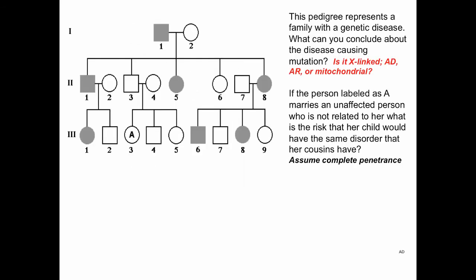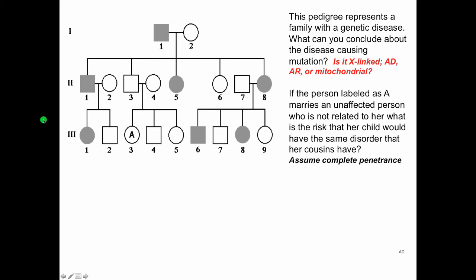This pedigree represents a family with a genetic disease. What can you conclude about the disease-causing mutation? Is it, for example, an X-linked disease? Is it an autosomal dominant disease? Is it an autosomal recessive disease or a mitochondrial disease? Looking at the pedigree, it suggests that there's vertical transmission. The disease is appearing in each generation. It's appearing in both men and women. It suggests that it's an autosomal dominant disease.